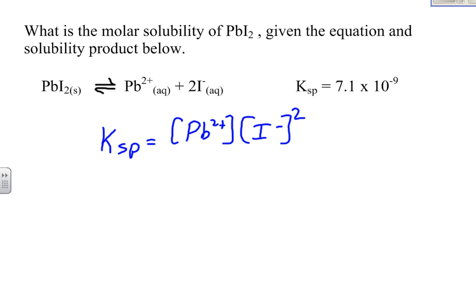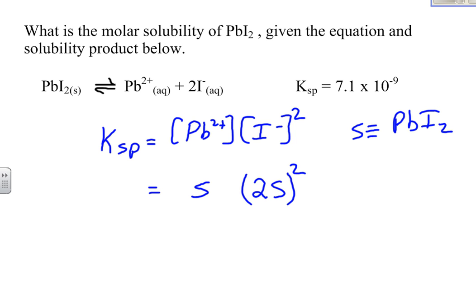Now, if we think about the solubility, remember S is defined as the solubility of the PbI2. Well, for the lead part, that's going to be pretty simple. For every mole of PbI2 that dissolves, we have 1 mole of lead that dissolves. So that concentration will be S. For the iodide, for every mole of lead 2 iodide that dissolves, we actually get 2 moles of the iodide. So we're going to put down a 2S for the concentration of the iodide, but then we need to remember to square that.